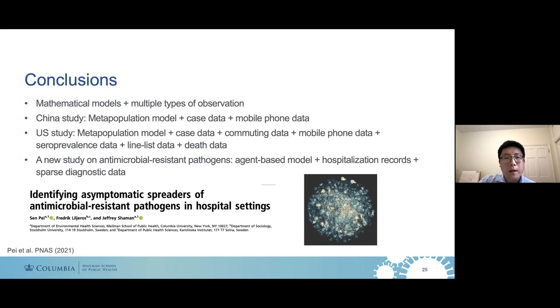In our new study on antimicrobial resistant pathogens, we also developed a detailed agent-based model informed by hospitalization records and sparse diagnostic data on MRSA, methicillin-resistant Staph aureus, to better identify asymptomatic spreaders of AMR pathogens in hospital settings. All those studies show the potential of using mathematical models to synthesize different data streams to answer questions that are difficult to answer using single data streams.